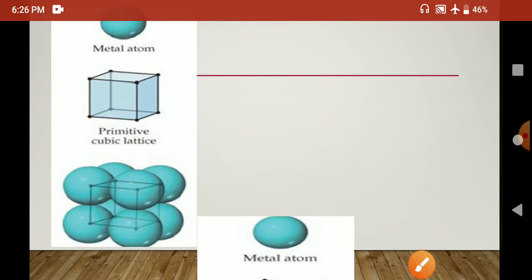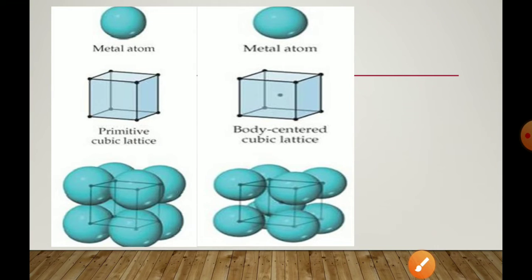The next one is the body centered unit cell, in which there is one particle at the center of the body. It contains corner particles, and with that, there is one particle at the center of the body. So this is the actual diagram of the body centered unit cell.